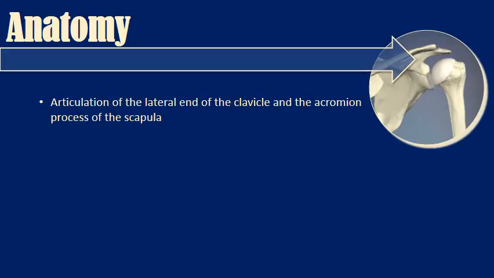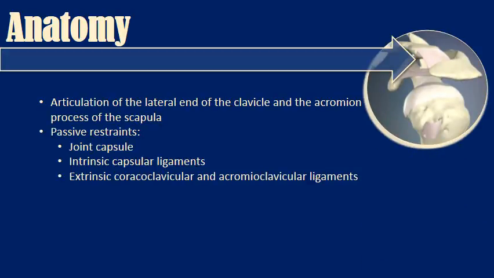considered to be incongruent. The passive restraints of the joint include the thin, generally weak joint capsule that is strengthened superiorly and inferiorly by capsular ligaments. The AC joint is also supported by 2 extracapsular ligaments, the coracoclavicular and acromioclavicular ligaments. The coracoclavicular ligament is composed of 2 ligaments, the more medially located conoid and more laterally located trapezoid ligaments. The combined ligament runs from the coracoid process to the underside of the clavicle near the AC joint and provides horizontal stability to prevent superior dislocation.